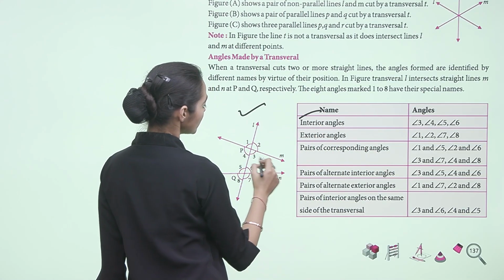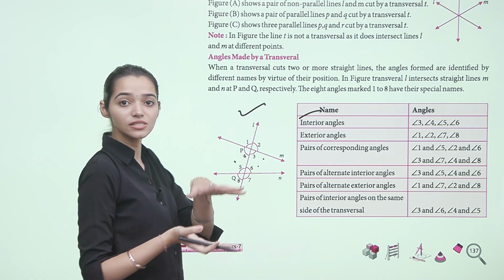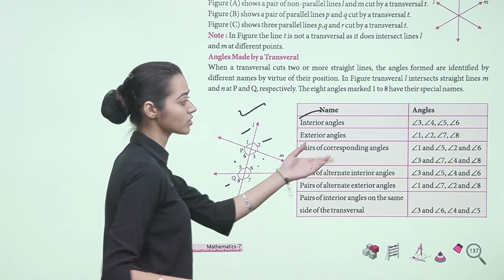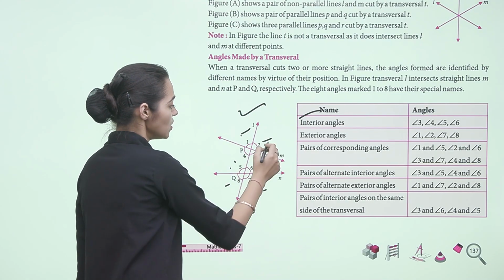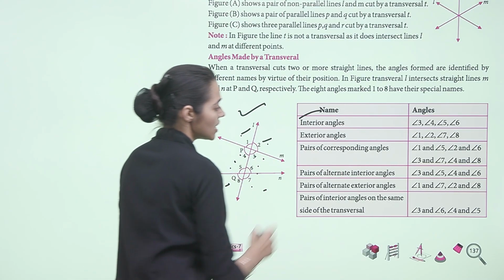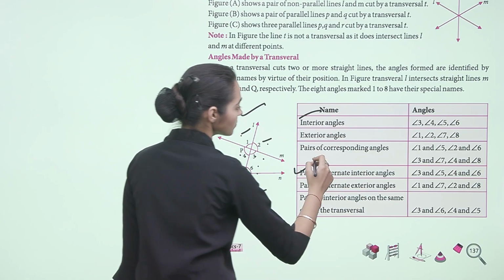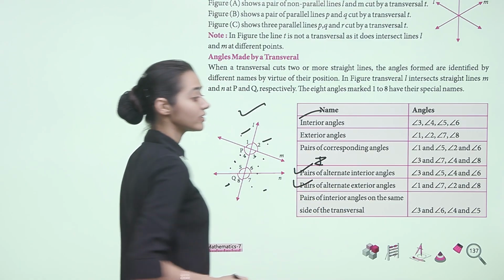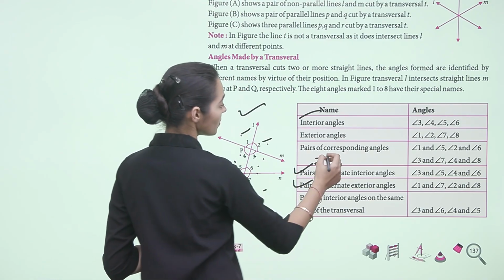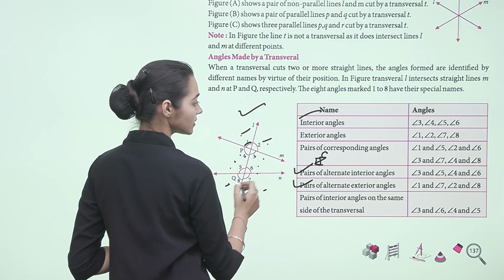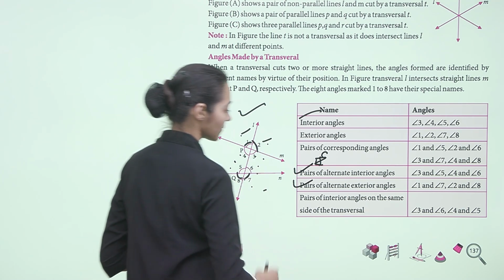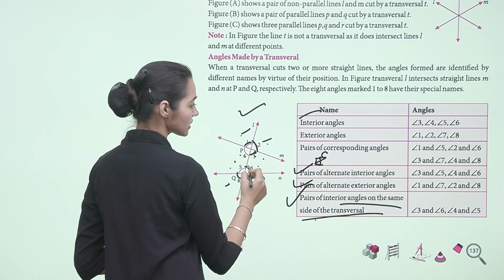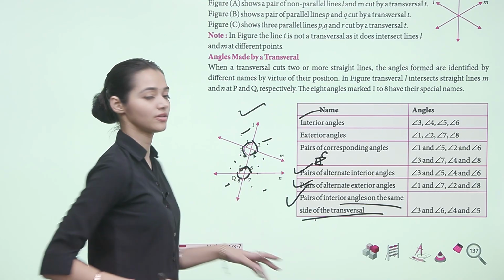Interior angles: 3, 4, 5, 6 are interior angles. Exterior angles, that means those who are outside: outside angles are 1, 2, 7 and 8. Pair of corresponding angles, that is 1, 5, 2, 6, 3, 7, 4, 8. Pair of alternate interior angles, that means that forms a Z inside. So that is 3, 5 and 4 and 6. Pair of alternate exterior angles, that means that form a Z outside. So that is 1 and 7 and 2 and 8. Now pair of interior angles on the same side of transversal, that is 3 and 6 and 4 and 5.